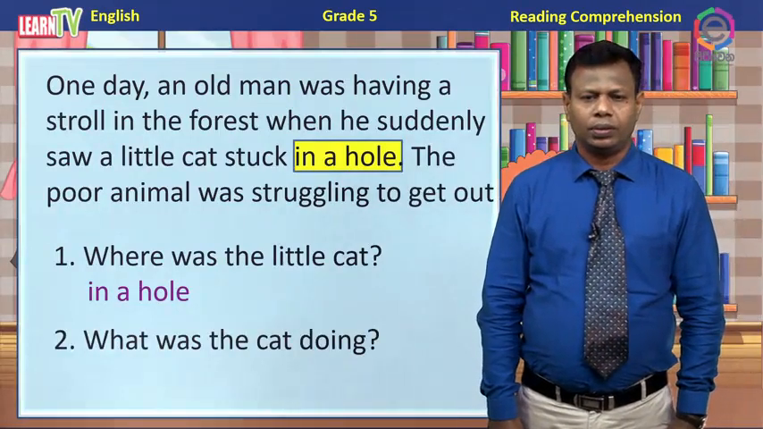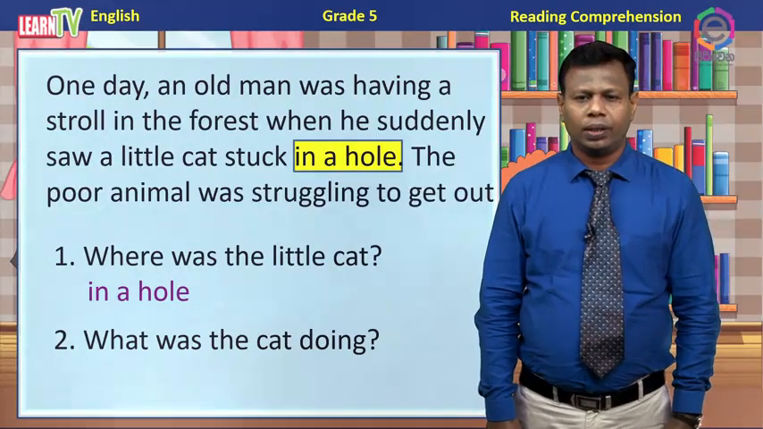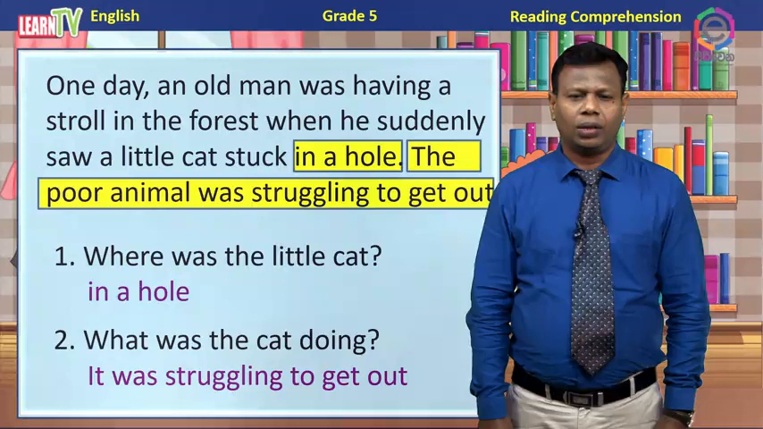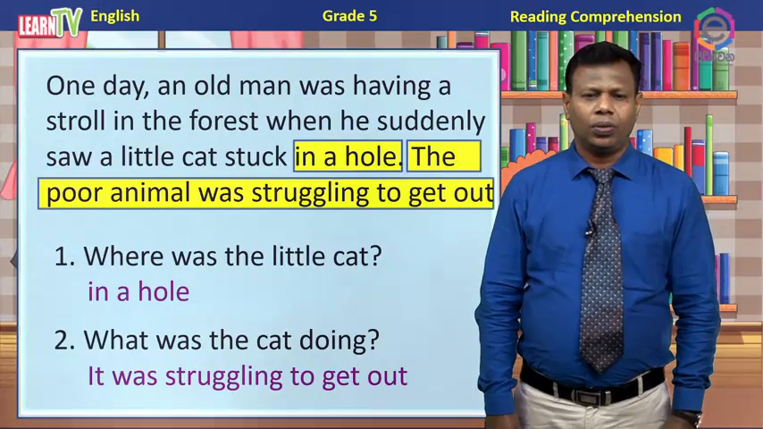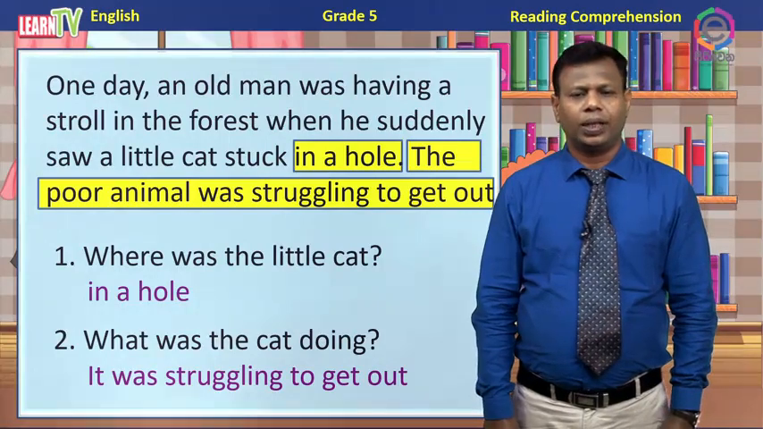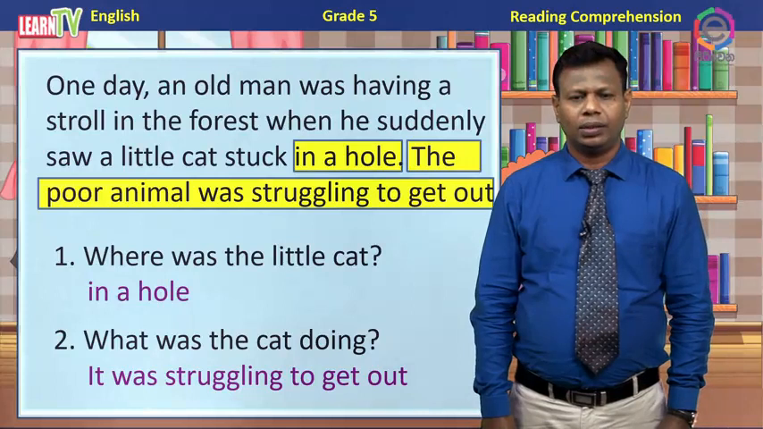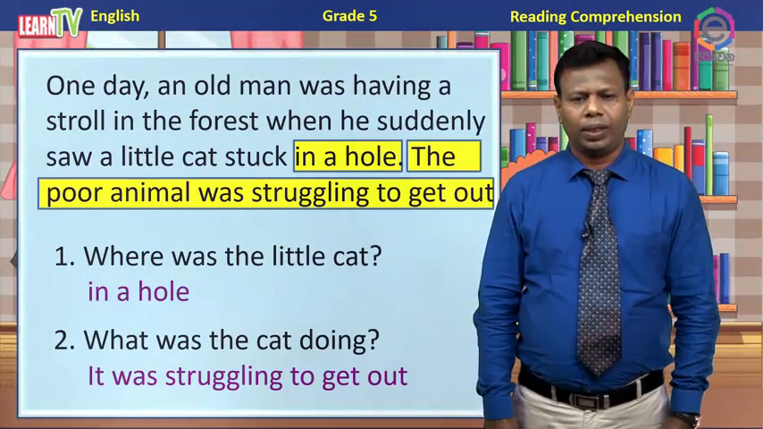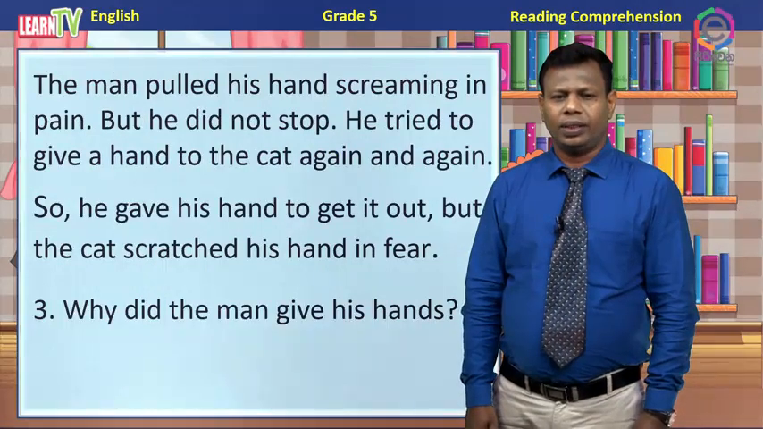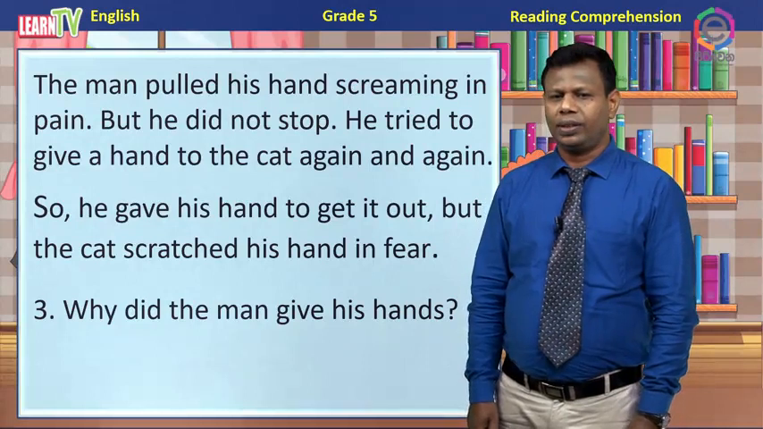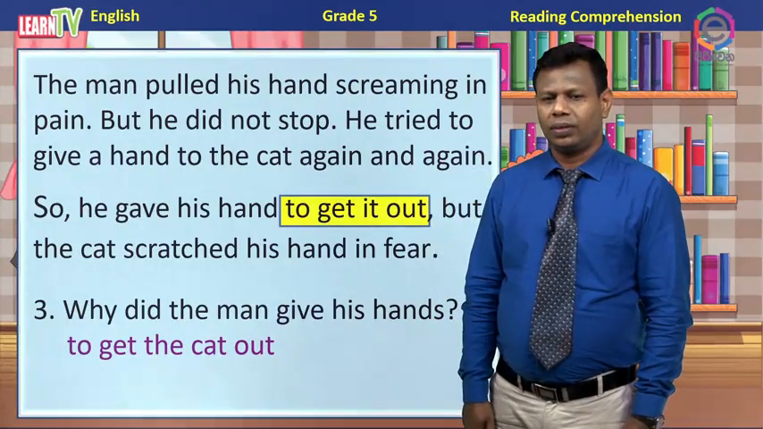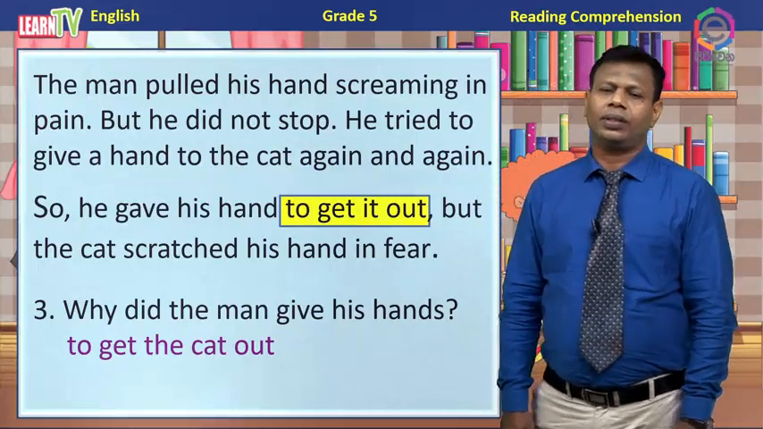What was the cat doing? The poor animal was struggling to get out. Then it was struggling to get out. If you know the question word and question type, you can find answers easily. Where? Place. What? A thing. Right. Why did the man give his hands? You have to find the reason for it. To get it out. The man gave his hands to get the poor cat out.